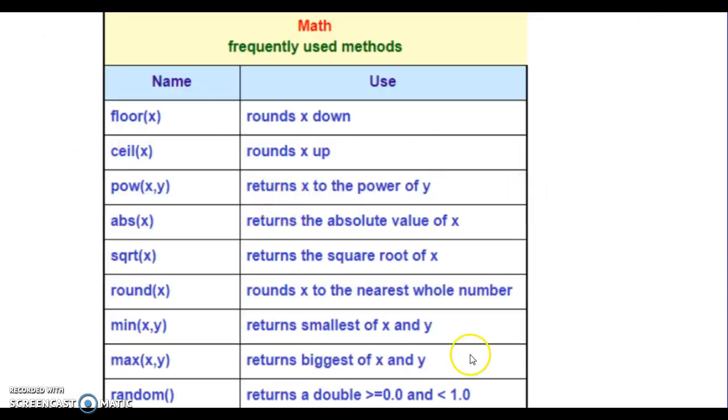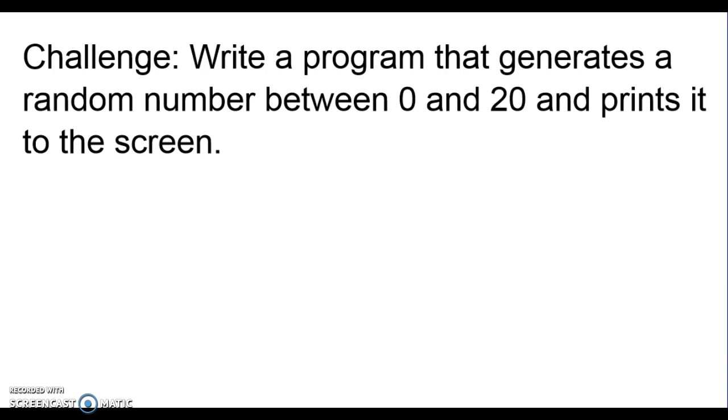I'd challenge you to try to use random here to write a function that returns a number between 0 and 20 and print it to the screen. I wrote down the challenge for you there, so this is something I'm asking you to do in your notes, to try to write a program. It is a little bit more mathematically tricky than maybe you would first think, given that random outputs a double, so a decimal between 0 and 1.0.